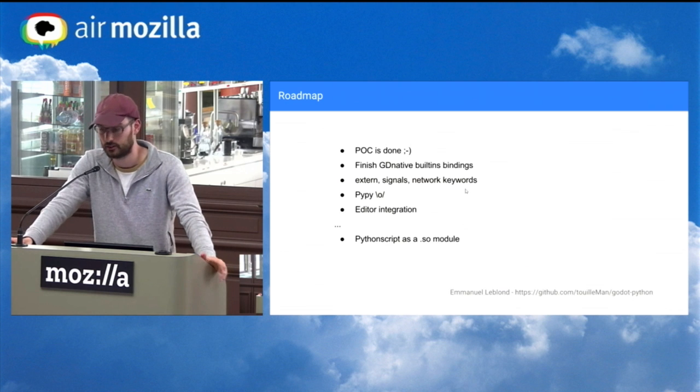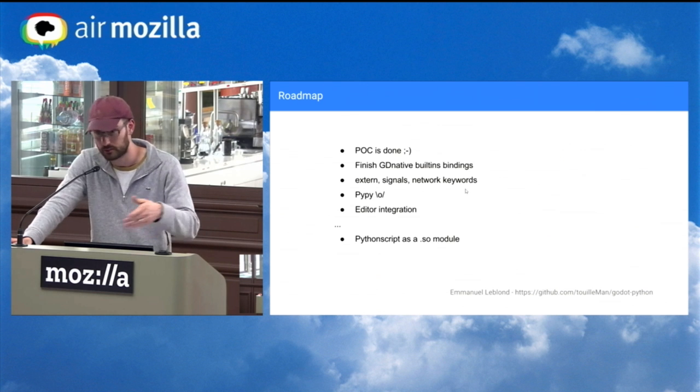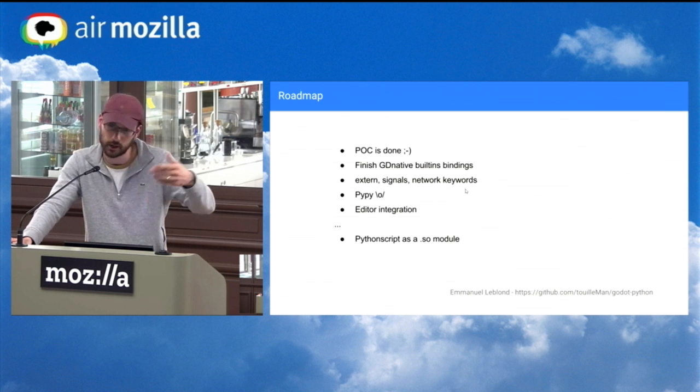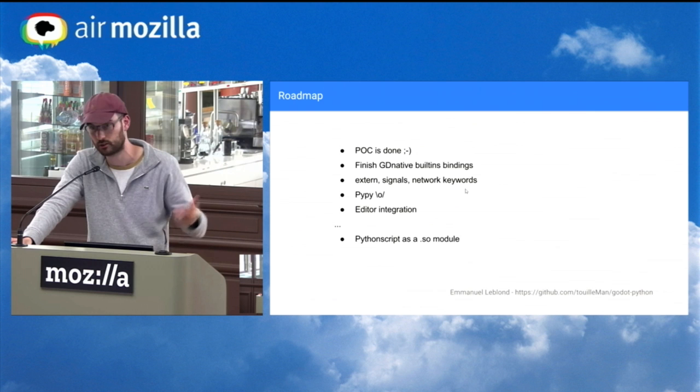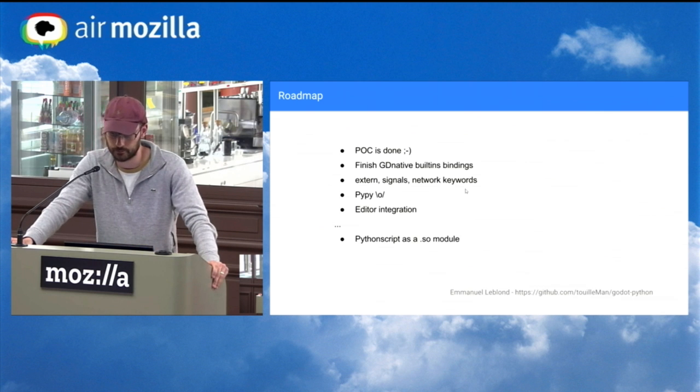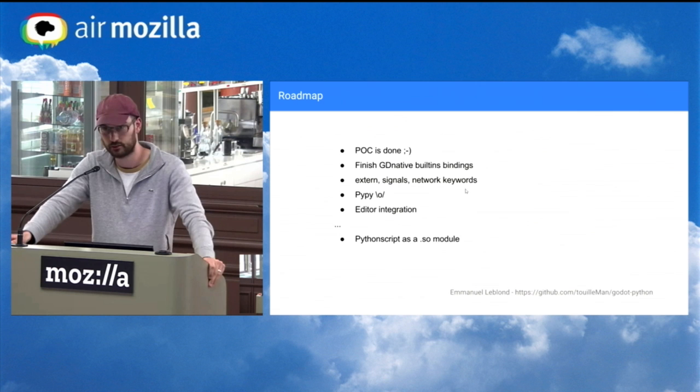Basically, the code is working. You can do some nice things like creating nodes, moving things, calling functions, calling Python functions from GDScript, or calling GDScript functions from Python. You can run, for example, PyTest, if you know it, to do unit tests. It's really nice because there is no such thing for testing, I think, in GDScript.